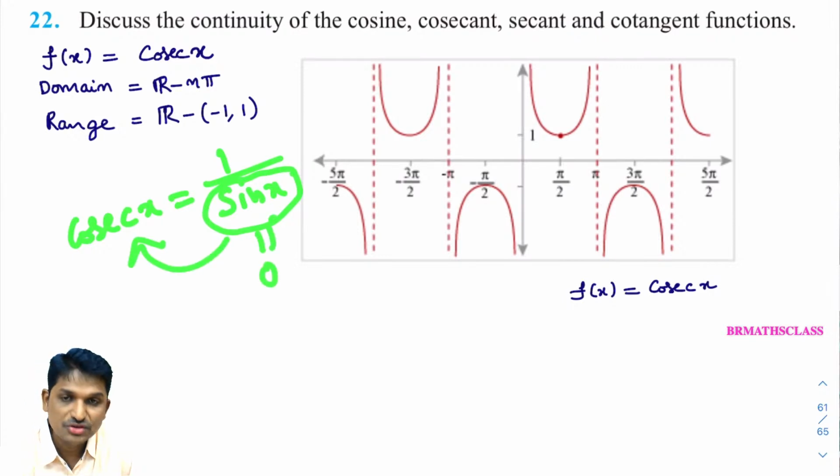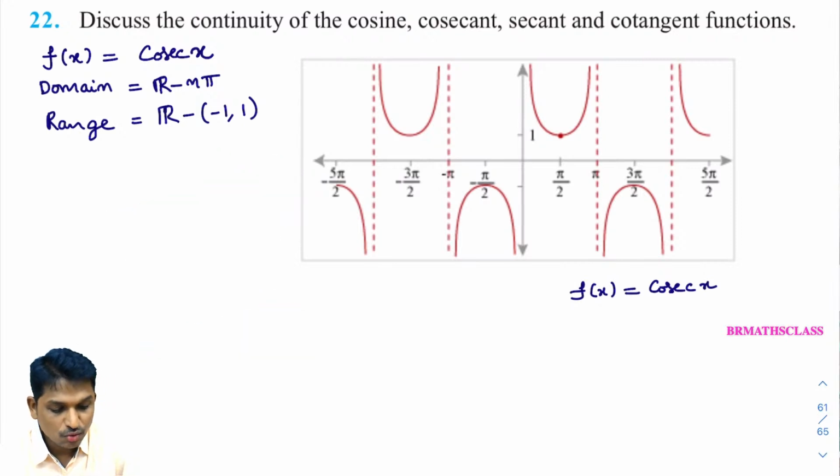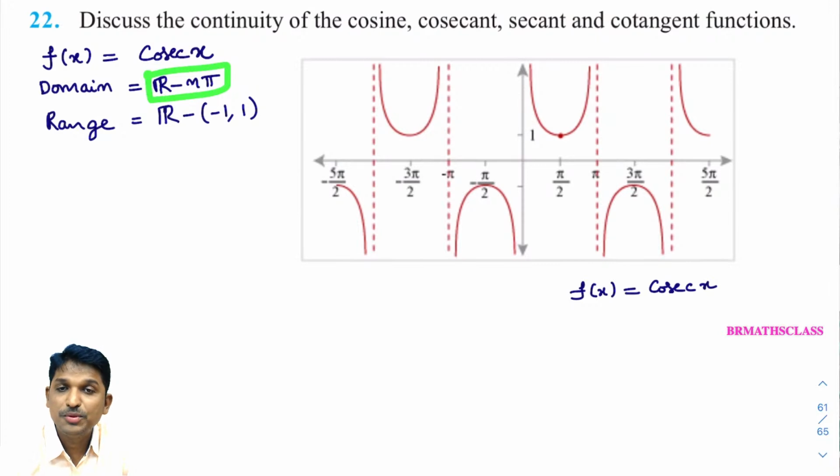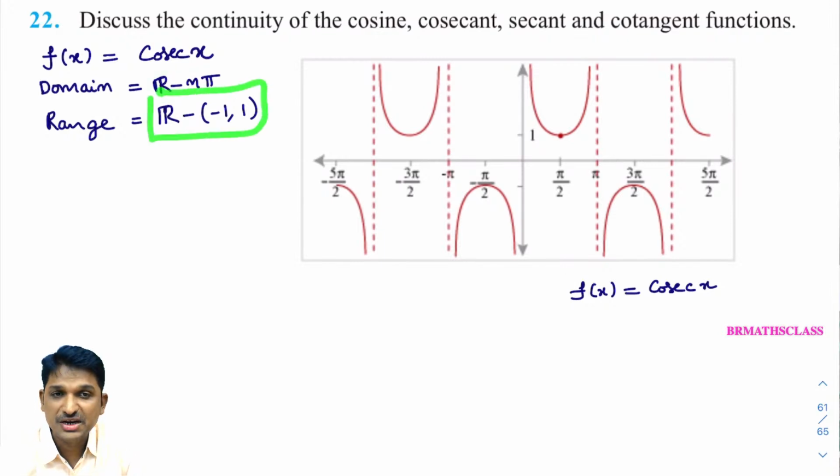When sin x is 0, just now we discussed it. Whenever x equals n pi, in that case sin x is 0. So what is the domain? I removed n pi. So what is the domain of cosecant x? Domain of cosecant x is all real numbers except n pi. And range is all real numbers except open interval minus 1 comma 1.